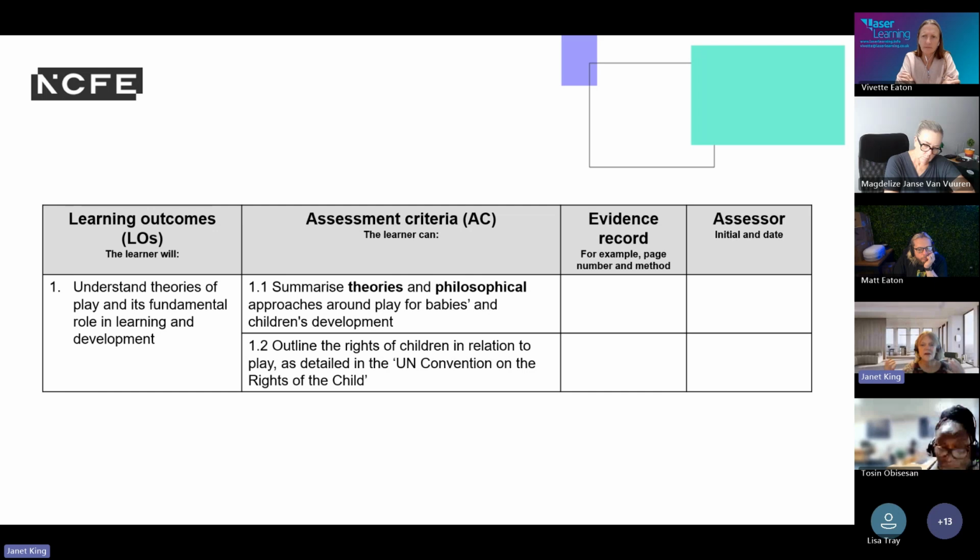There's a whole, as you know, there's so much research around play. So it's making play serious and a serious business for our early years professionals. And I think that, again, is what makes us advocates for play in terms of the role that we do with young children. So we're looking at those theories. We're summarising those theories. Now, to be able to summarise theories and philosophical approaches, you need to know a little bit about them. So how much are we expecting our students to know?